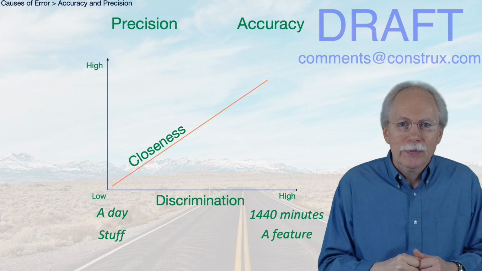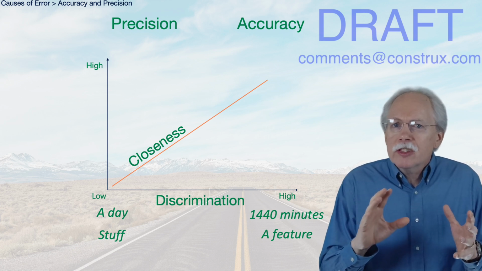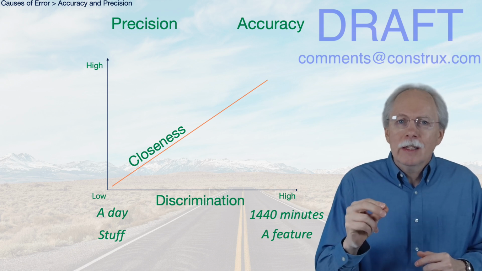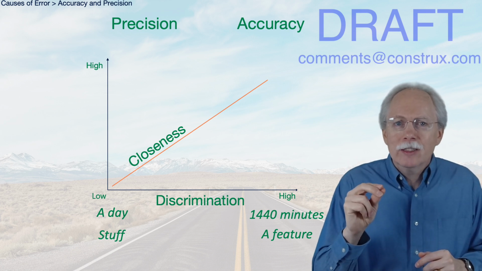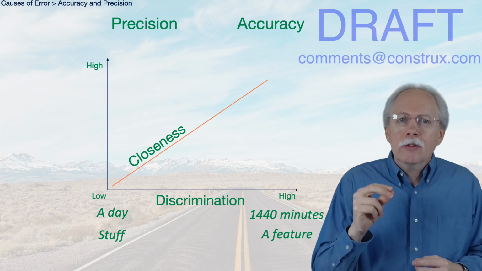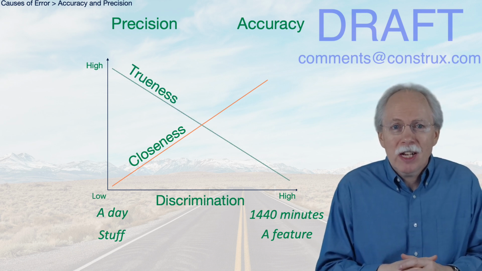I get a lot more credit. Only a little bit of wiggle room on either side of 14:44 to be close. Our ability to get credit that we are close increases as the precision discrimination increases. Unfortunately, I think that trueness goes in the opposite direction of closeness.